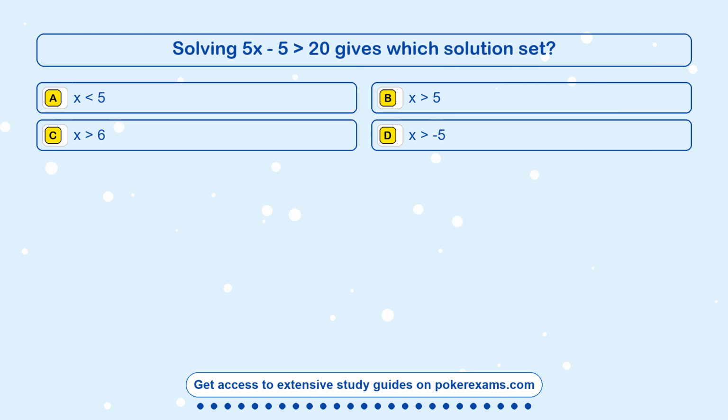Question 10. Solving 5x minus 5 < 20 gives which solution set? Option A, x < 5. Option B, x > 5. Option C, x < 6. Option D, x < -5.